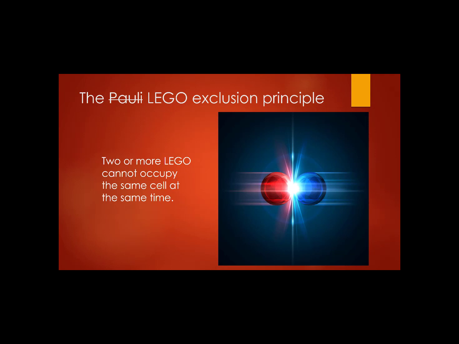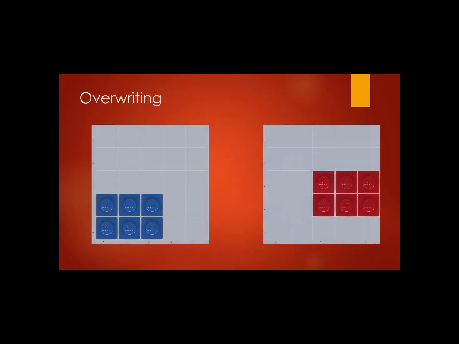All right, so that brings us to what I'm calling the Lego exclusion principle. This is inspired from an exclusion principle that was discovered by a physicist by the name of Pauli. What he discovered was a law about quantum mechanics. We have something much simpler here. The Lego exclusion principle says that two or more Lego cannot occupy the same cell at the same time. That is, in the physical world. This doesn't necessarily have to be a big problem in the virtual world.